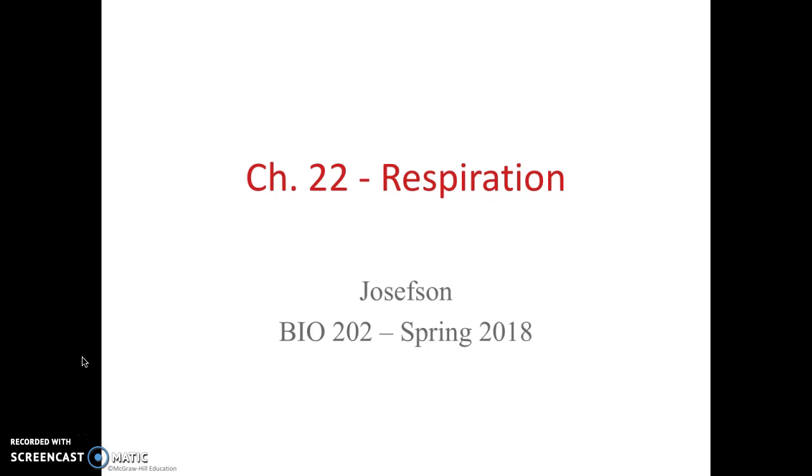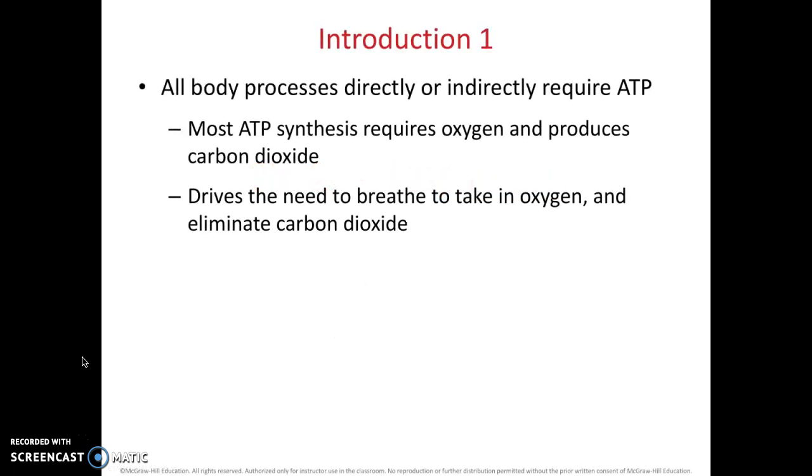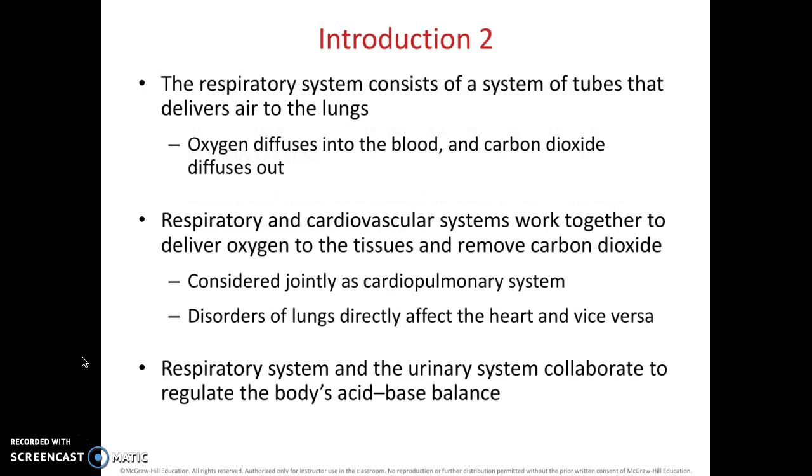This is chapter 22. So all body processes directly or indirectly require adenosine triphosphate, or ATP. Most ATP synthesis requires oxygen and then will produce carbon dioxide. And this drives the need to take in oxygen and eliminate carbon dioxide from the body. So the respiratory system aids in this gas exchange.